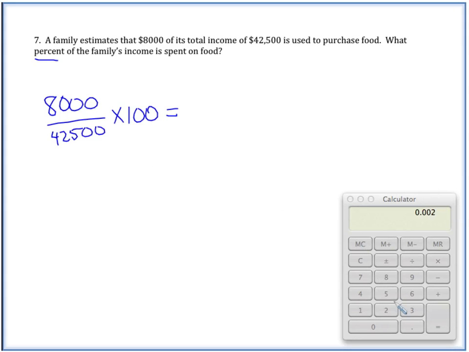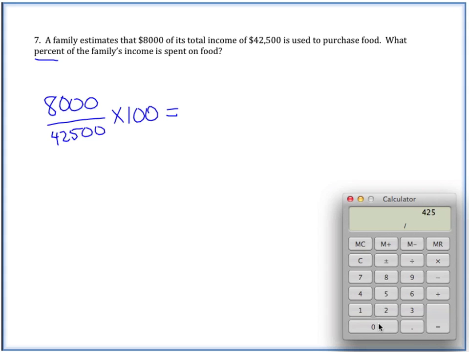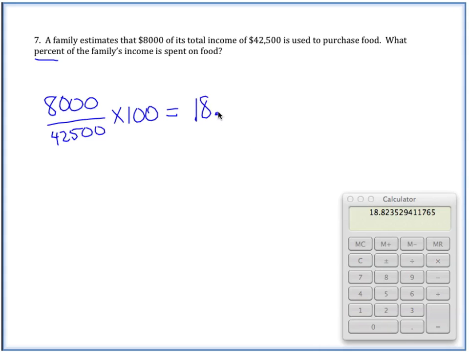Okay, and so we are just going to do 8,000 divided by 42,500, and then times 100. And we get 18.8235. And for this class, we're usually going to round to the 10th of a percent. So 18.8% of their income is spent on food.